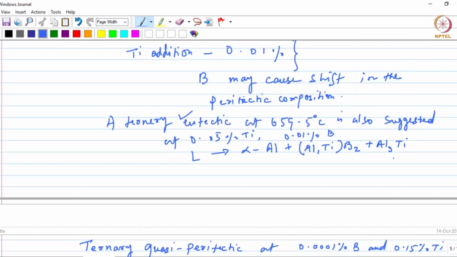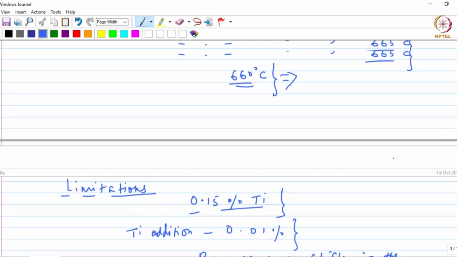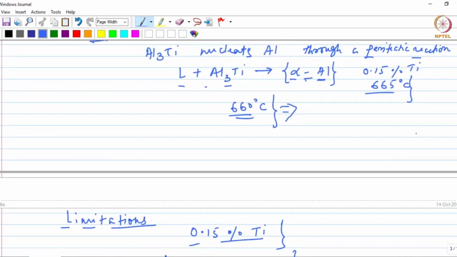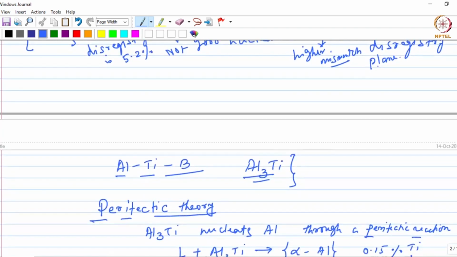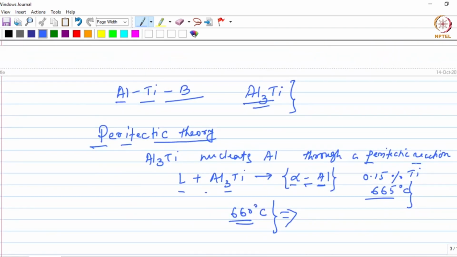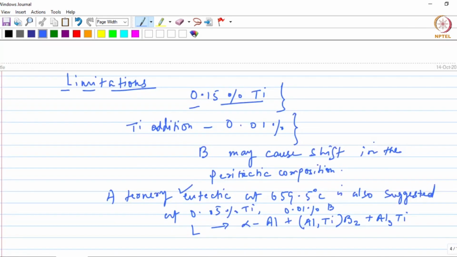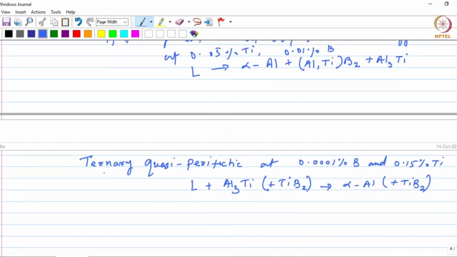Right, so these are the different ways by which the heterogeneous surface can be generated, and different theories are proposed to explain that, right? So it could be a simple peritectic reaction, it could be a eutectic, a ternary eutectic, or it could be also a quasi-peritectic, right? So all these reactions will lead to the heterogeneous surface, which will nucleate the aluminium.